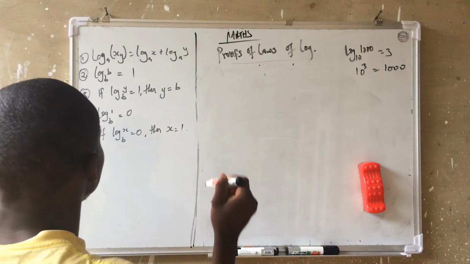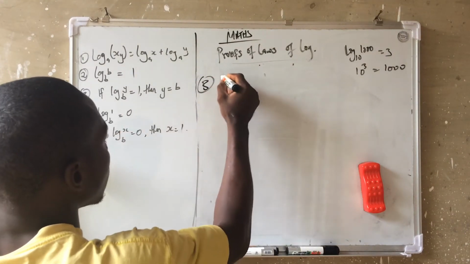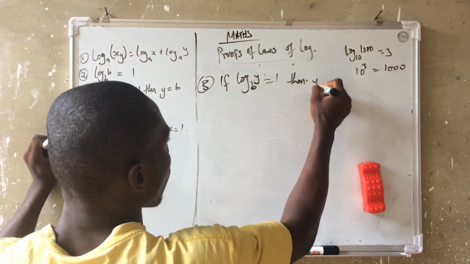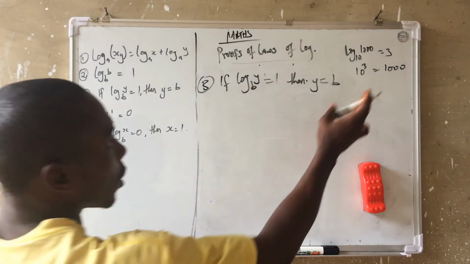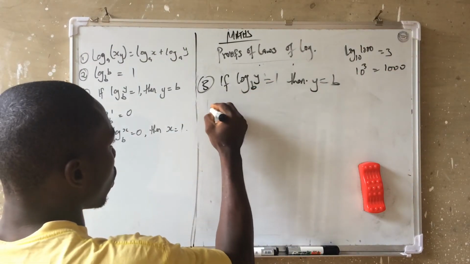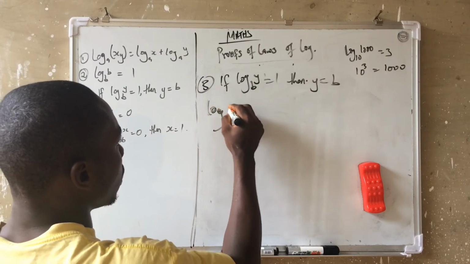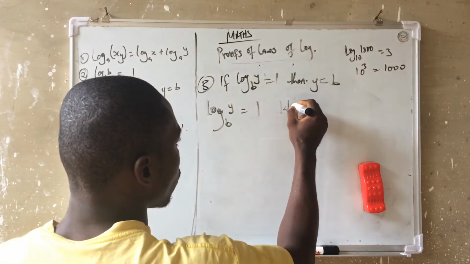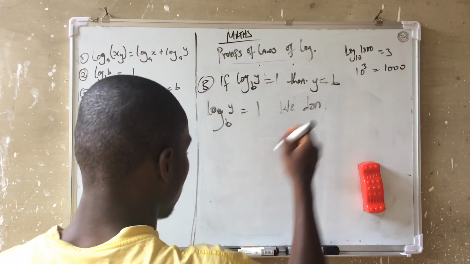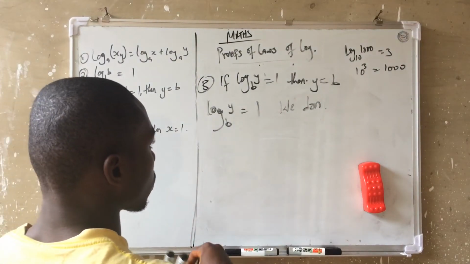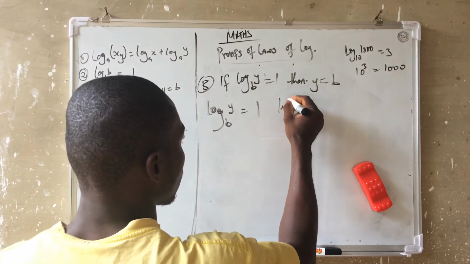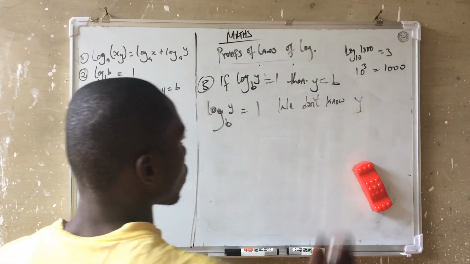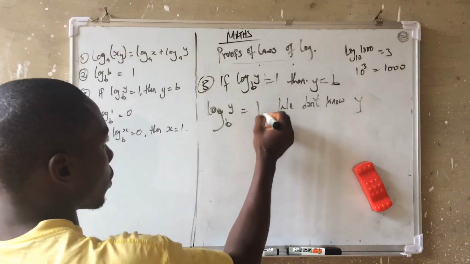the third part, number 3, says if log b y is equal to 1, then y is equal to what? b. Using this same pattern again, log b y is equal to what? 1. But y is what? Unknown. So we want to look for what? Y. We want to look for y.